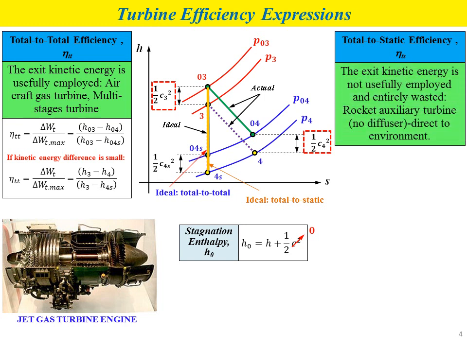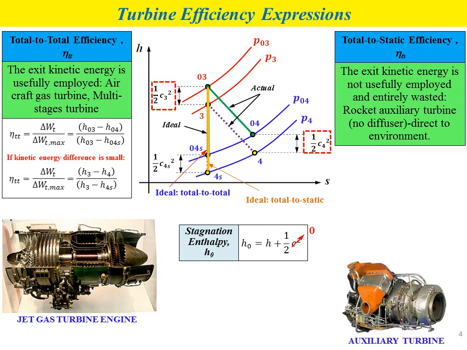So normally this expression of the efficiency is used for a turbine where the exit kinetic energy is not usefully employed and is entirely wasted, such as the rocket auxiliary turbine without a diffuser, where the energy produced by the turbine is released to the surroundings and not fully utilized. This is an example photo or figure of the auxiliary turbine.